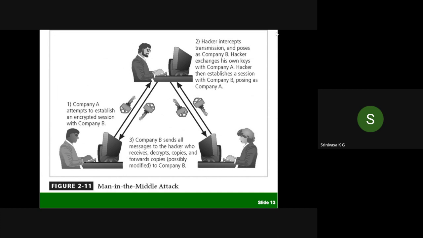Then man in the middle attack. First, company A attempts to establish an encrypted session with company B. Then the hacker intercepts the transmission and poses as company B. And the hacker exchanges his own keys with company A. The hacker then establishes a session with company B, posing as company A. Finally, company A sends all the messages to the hacker, who receives, decrypts, copies, and forwards the copies, possibly modified, to company B.